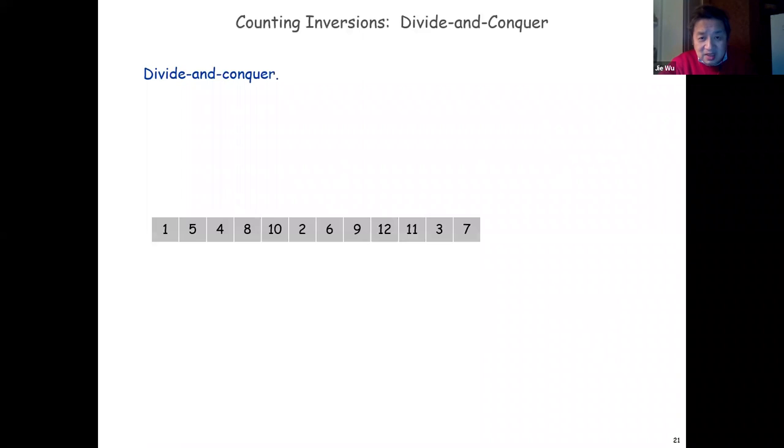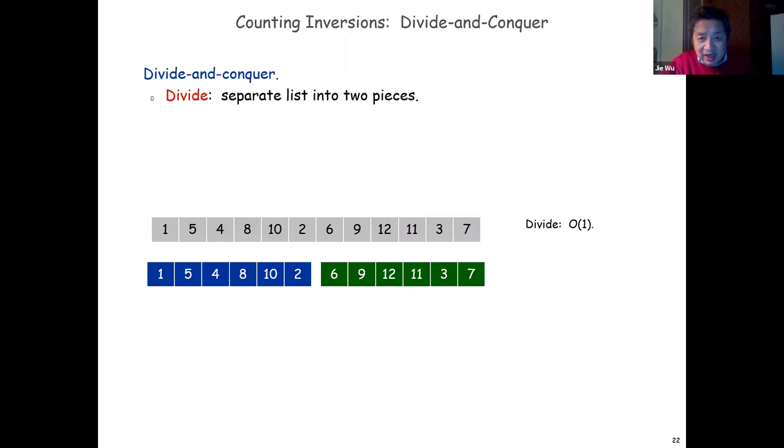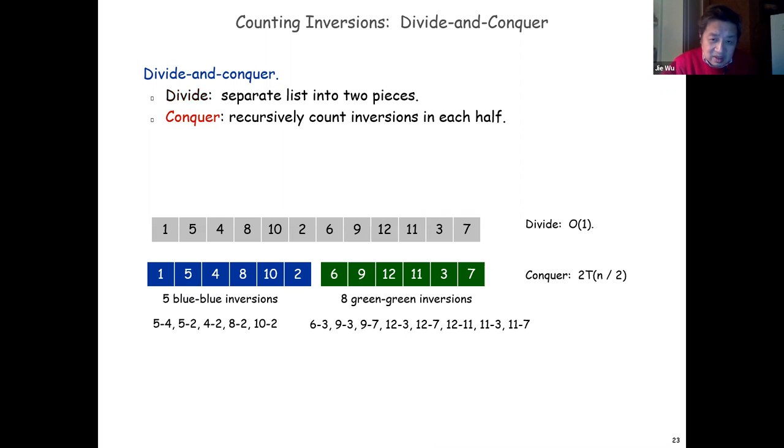So an easy way is the same thing, you divide and conquer, you divide in two, right, constant. Then you calculate the inversion within each blue and green. So the key thing is how you calculate the inversion between the blue and the green. So it looks like they're not easy, right? But this is just calculating inversion within, that's easy.